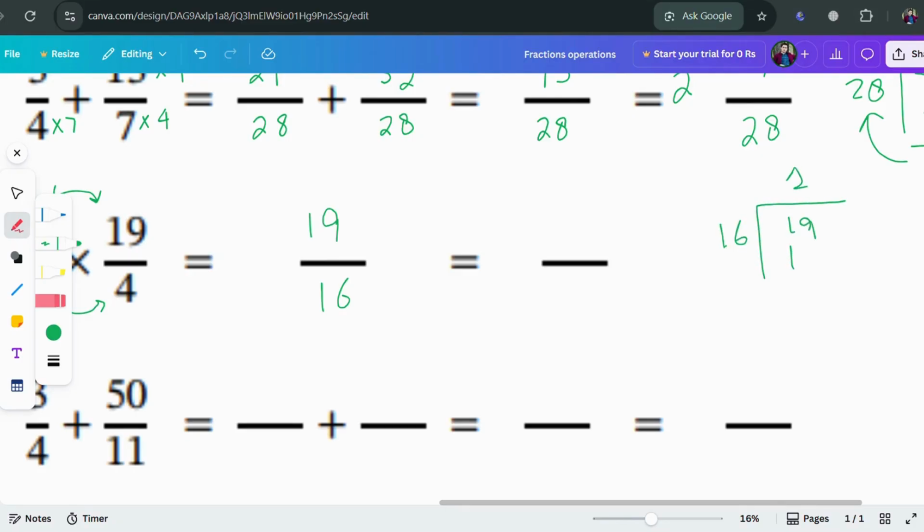16 times 1 is 16. I'll get 3 remainder that way. So that's going to be 3 over 16.